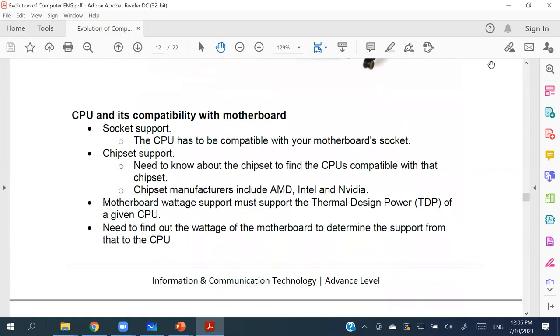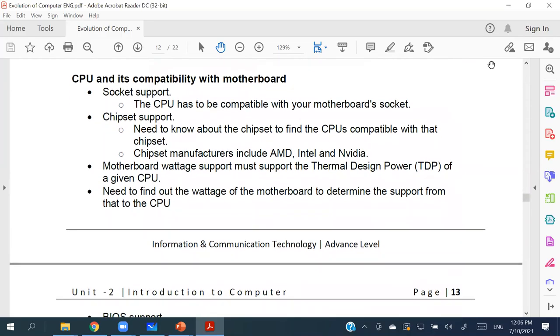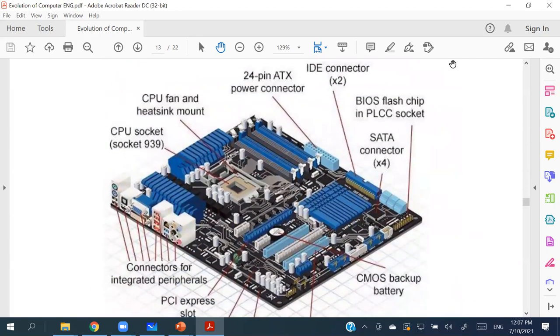Then we are going to move on to the CPU and its compatibility with the motherboard. When you are purchasing a computer, or purchasing a motherboard to assemble a computer, you need to get to know about your motherboard, even though you are taking a full set or a system unit. You need to know how capable your motherboard is.